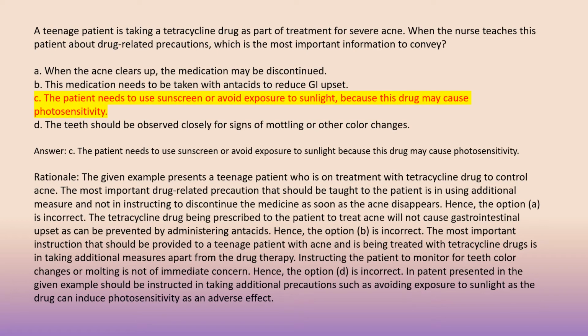Answer: C. The patient needs to use sunscreen or avoid exposure to sunlight because this drug may cause photosensitivity. Rationale: the given example presents a teenage patient who is on treatment with a tetracycline drug to control acne. The most important drug-related precaution that should be taught to the patient is using additional measures, and not discontinuing the medicine as soon as the acne disappears. Hence, option A is incorrect.